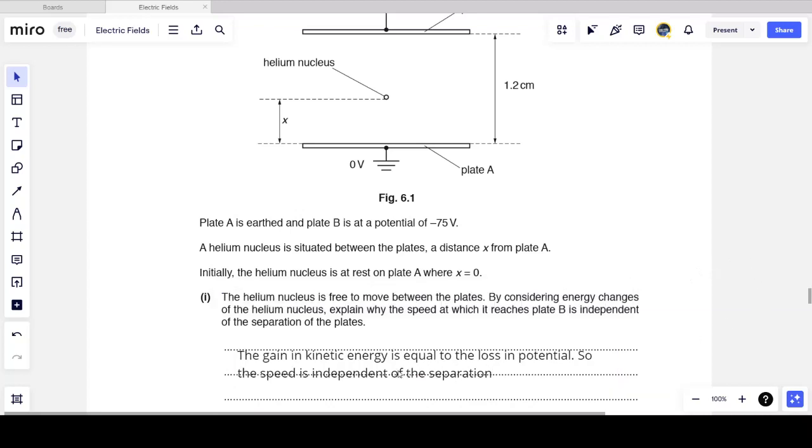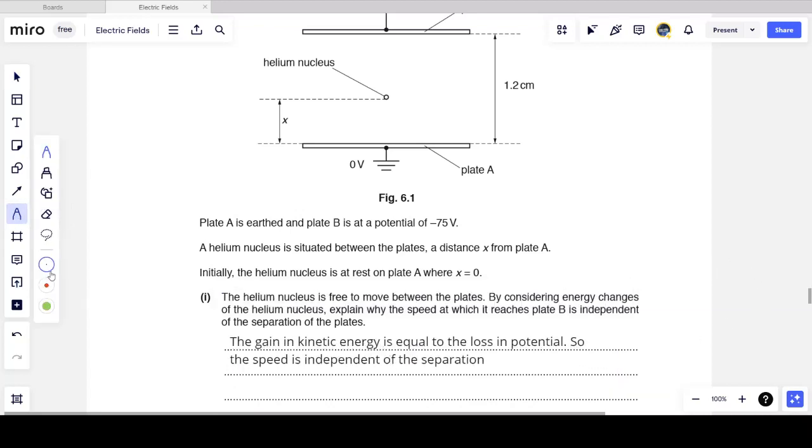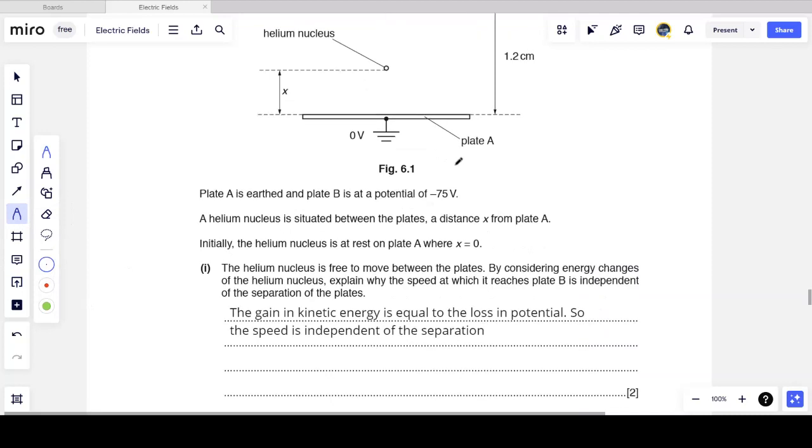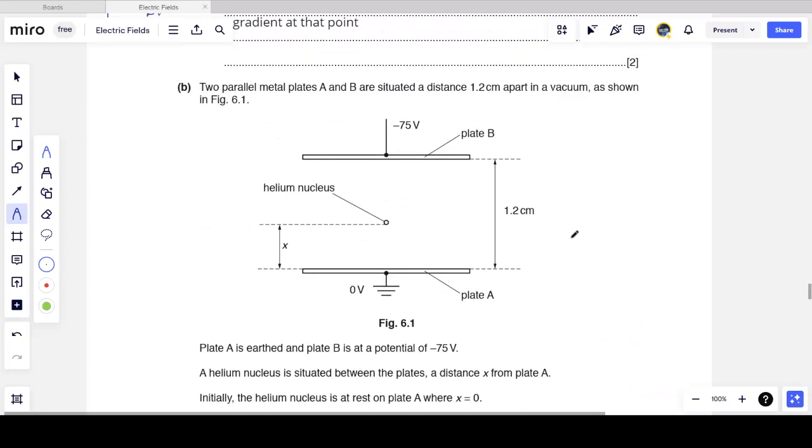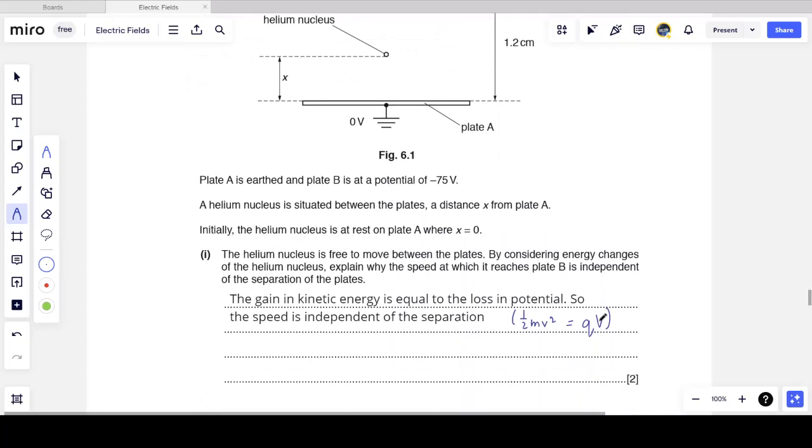The speed is independent of the separation because I need to write this equation down. I have to write it down to explain why there's independence. The gain in kinetic energy is a half mv squared, and this is equal to the loss in potential energy, QV. We don't have the distance between the plates, 1.2 centimeters, anywhere in here. We don't have the distance x in this equation. So I can have the plates as far apart or as close together as possible. What does matter is the potential on one of the plates, which depends on the charge and not the separation between plates. And so the speed will always be the same.